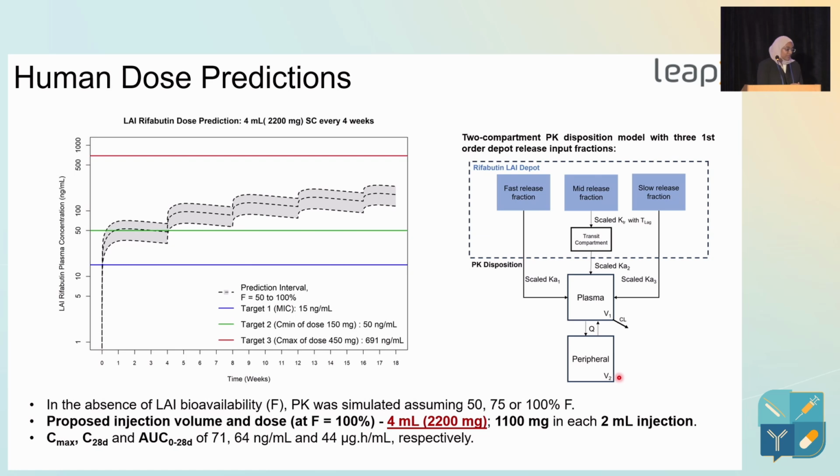For the prediction, as we can see from the left figure, we have 3 targets as I mentioned: MIC, and Cmin for the 150 mg dose, and a Cmax, which is the highest, the red line, for the 450 mg dose. But in the absence of long-acting bioavailability, we simulated the PK assuming different bioavailabilities, as shown by the dotted lines.